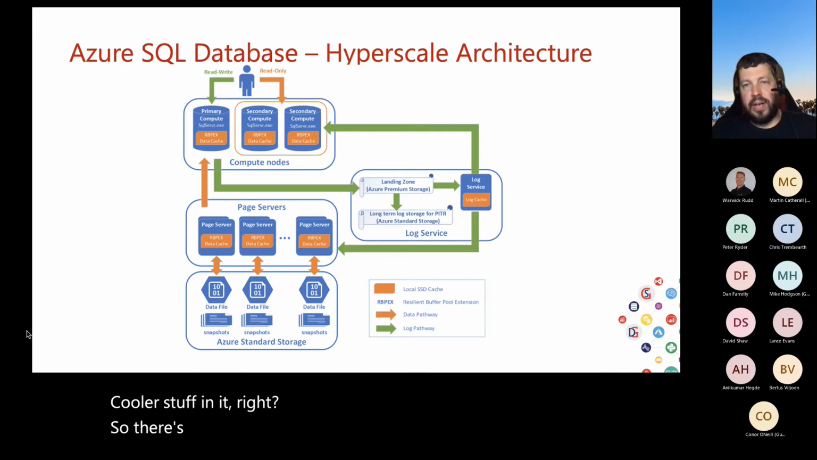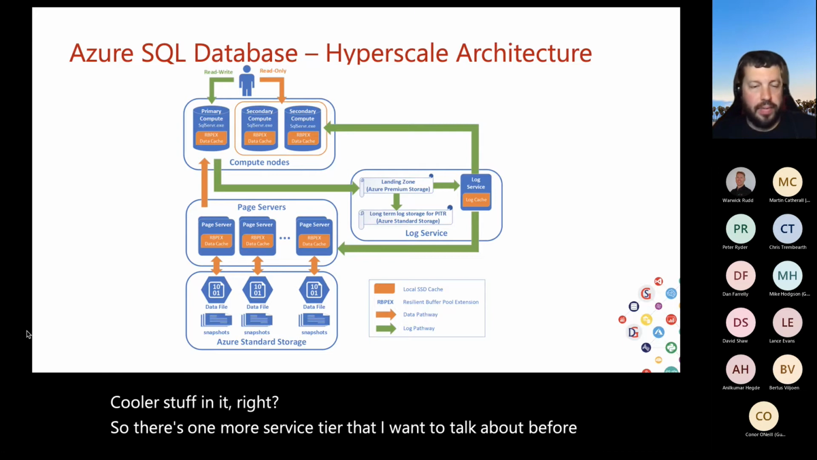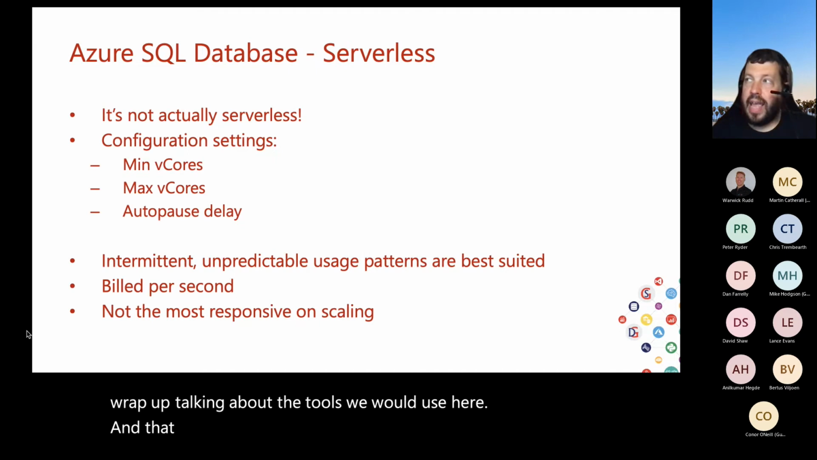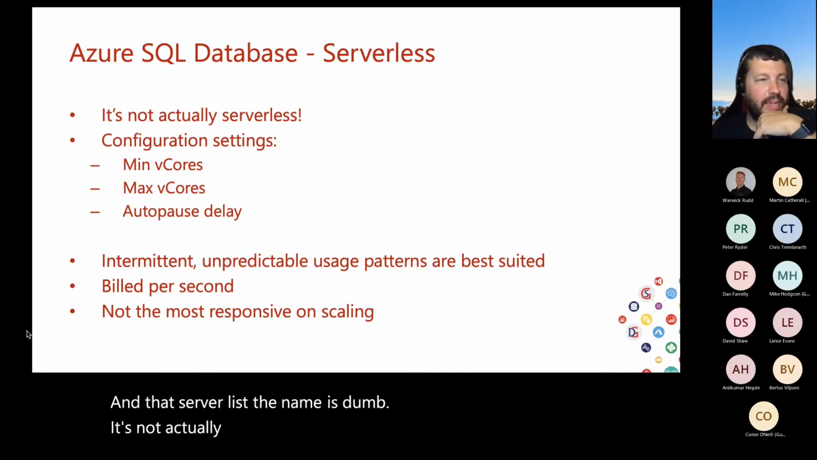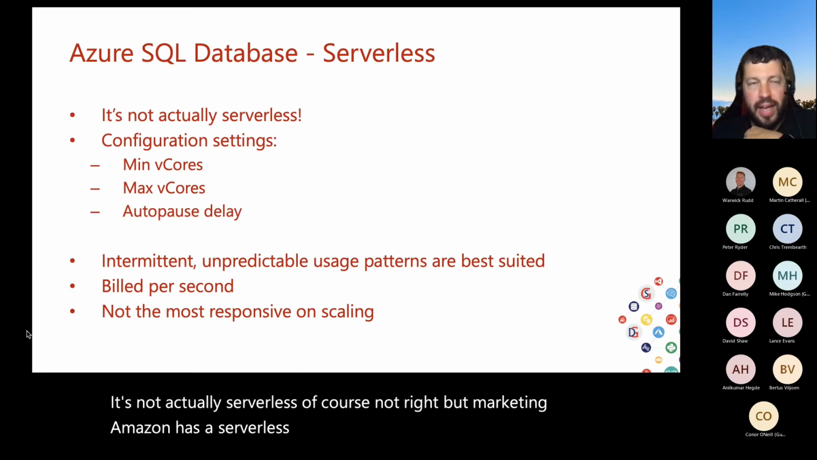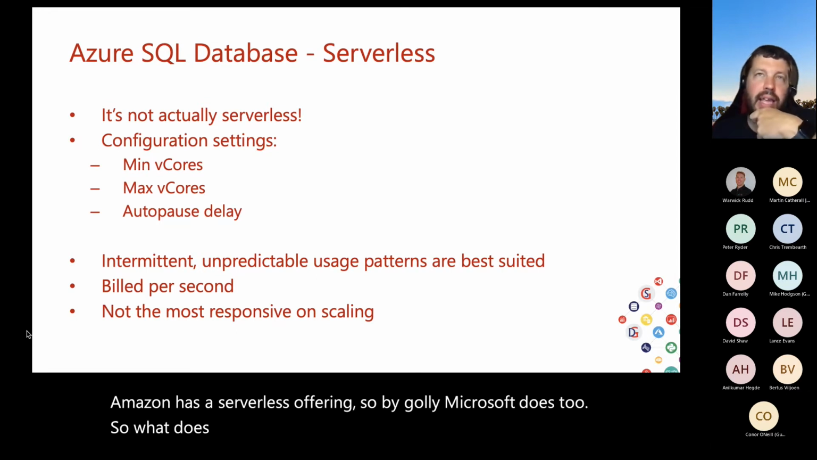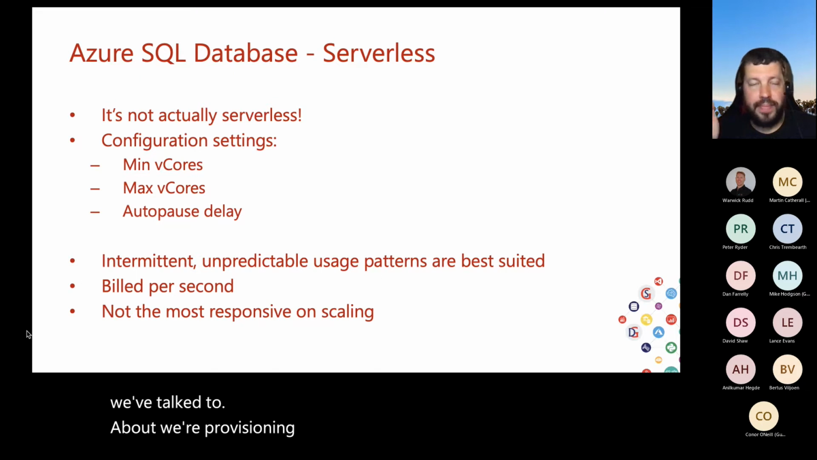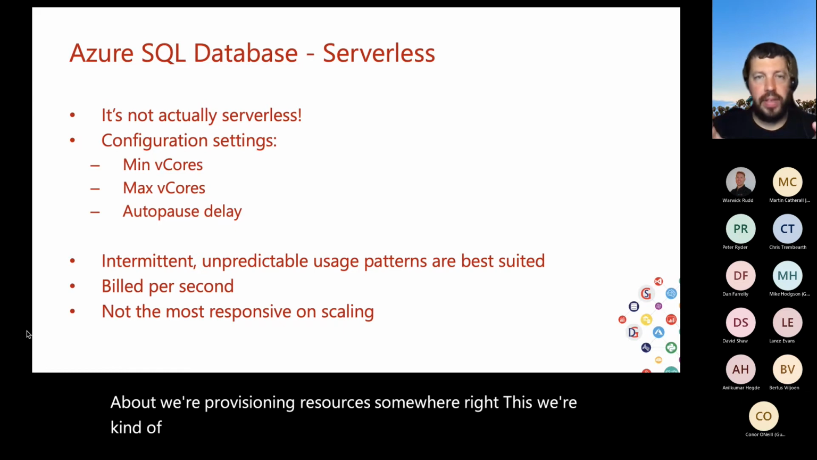So there's one more service tier that I want to talk about before we wrap up talking about the tools we would use here, and that's serverless. The name is dumb. It's not actually serverless. Of course not, right? But marketing, Amazon has a serverless offering, so by golly, Microsoft does too. So what does it mean? Everything else we've talked about, we're provisioning resources somewhere, right? This, we're kind of laying claim to them without using them.